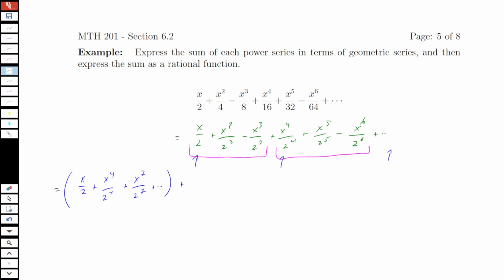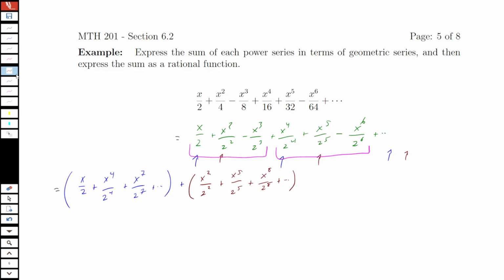Okay, now I look at the second one in every block of 3. So I have an x squared over 2 squared, an x to the 5th over 2 to the 5th, what would be the next one, right? After 7, I'll have an 8. X to the 8th over 2 to the 8th.